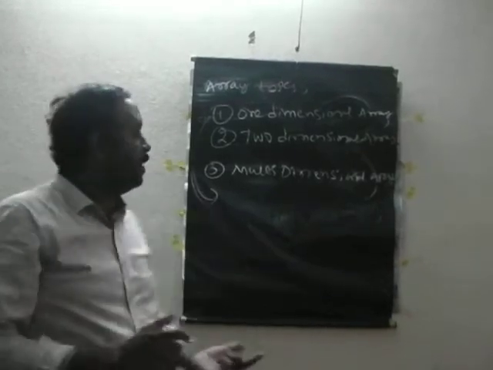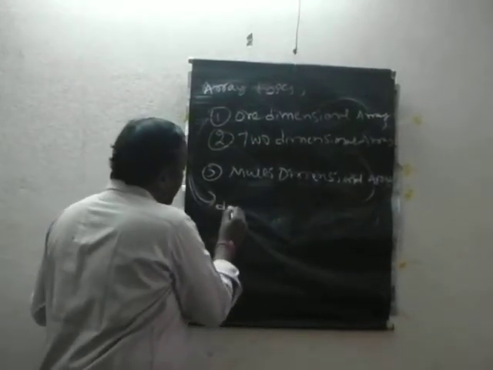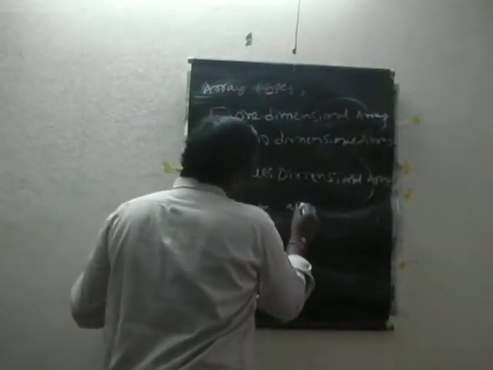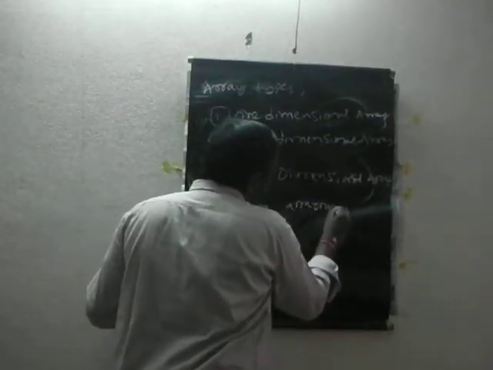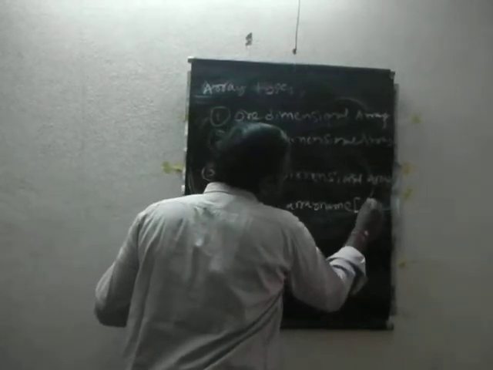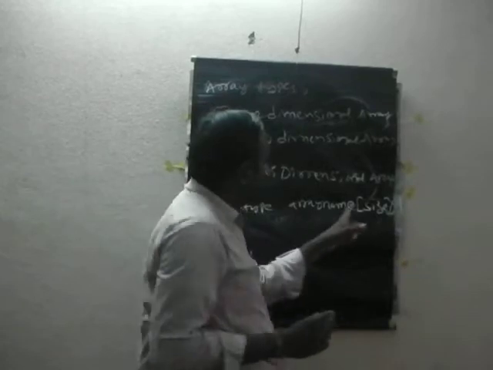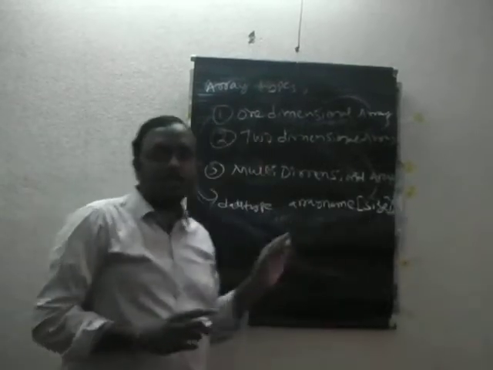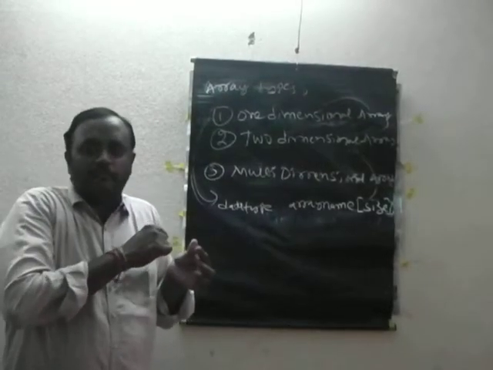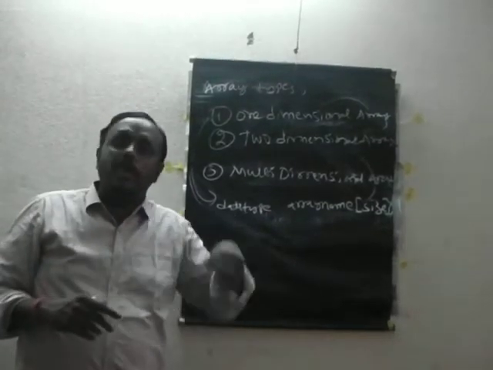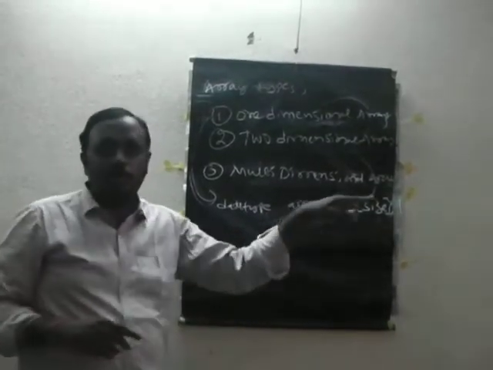With one subscript means what here? For example, data type, array name, and then I mention the size. So this is one subscript, followed by a semicolon. That means the collection should be only one row, with a number of columns.